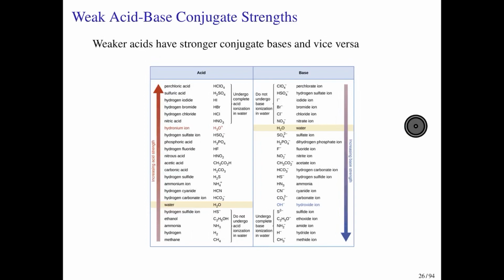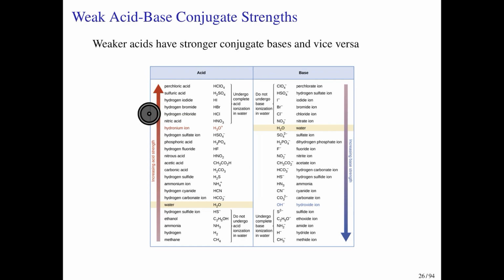I have one more concept for this video, and that goes back to the idea of conjugate acid-base pairs. We have a strength rule involving conjugate acid-base pairs. Acids that are very strong, for example, perchloric acid, which is the strongest acid here on the list, have weak conjugate bases. So the perchlorate ion is a very weak base, because perchloric acid is a very strong acid.